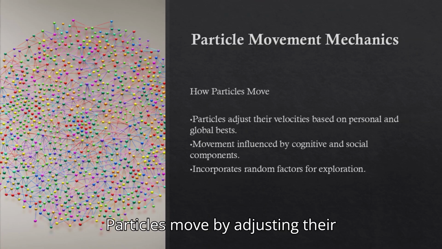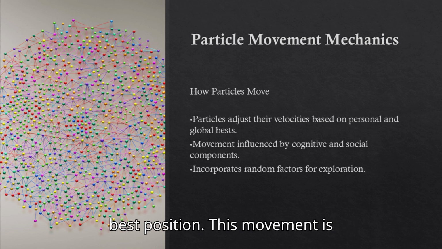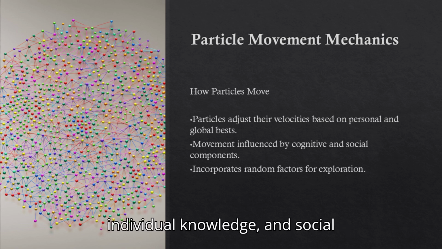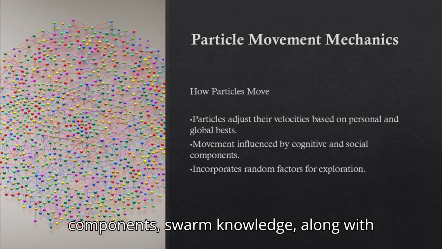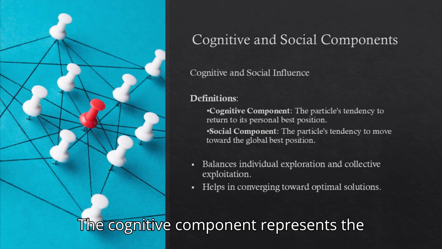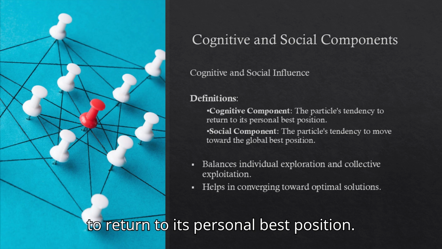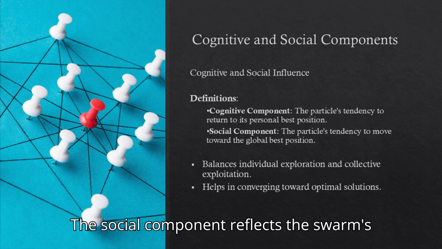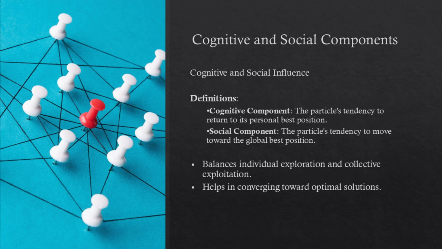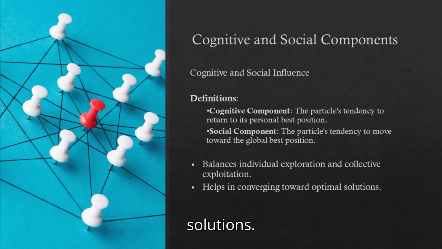Particles move by adjusting their velocities, taking into account their personal best positions and the global best position. This movement is influenced by cognitive components, individual knowledge, and social components, swarm knowledge, along with random factors to enhance exploration of the search space. The cognitive component represents the particle's own experience, encouraging it to return to its personal best position. The social component reflects the swarm's collective experience, pulling the particle toward the global best position. Balancing these influences helps the swarm efficiently converge toward optimal solutions.